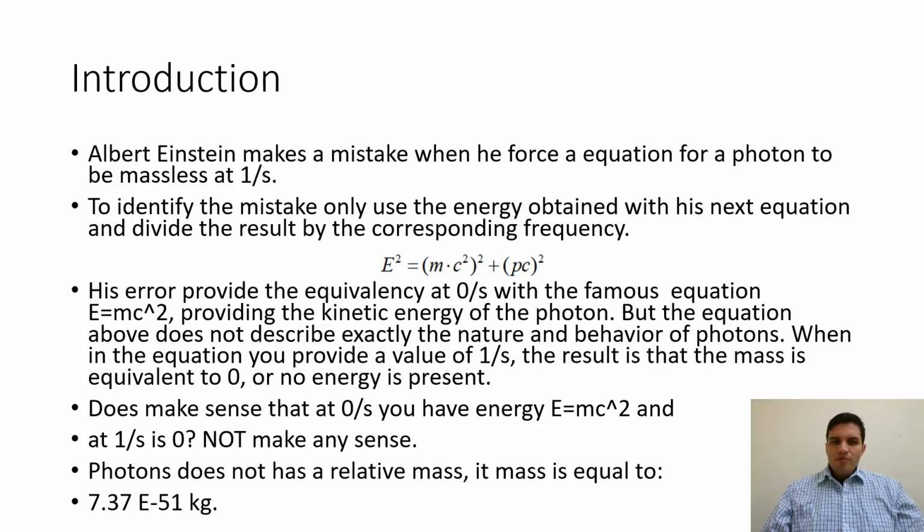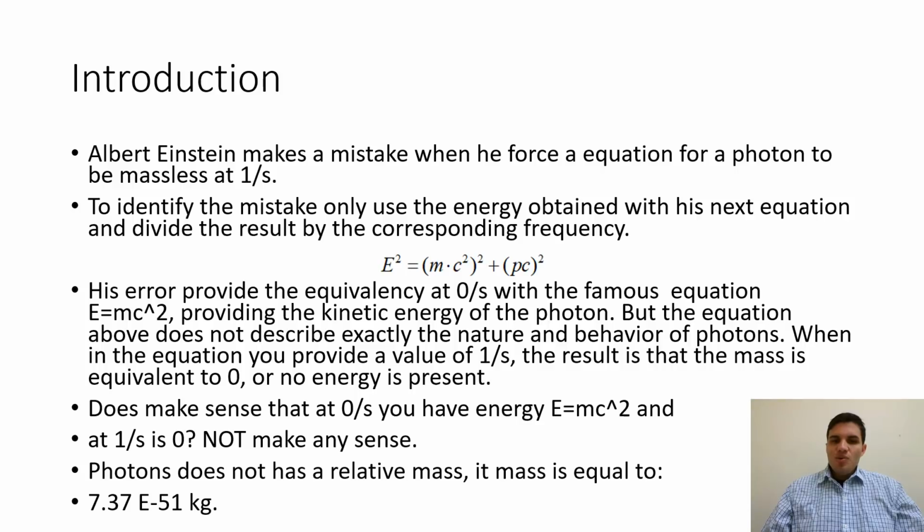But the equation above does not describe exactly the nature and behavior of photons. When in the equation you provide a value of 1 cycle per second, the result is that the mass is equivalent to zero, or no energy is present. Thus it makes sense that at zero frequency you have an energy equivalent to E equals mc squared, and at a frequency of 1 it is 0, which obviously does not make any sense. Photon does not have a relative mass.